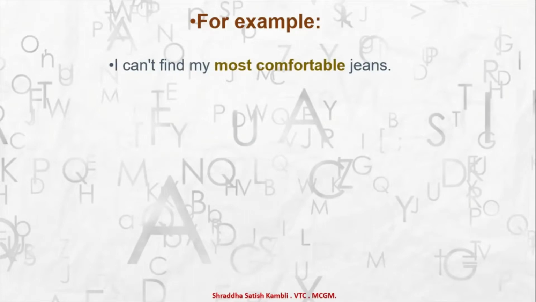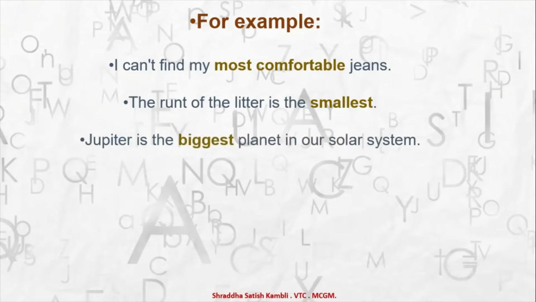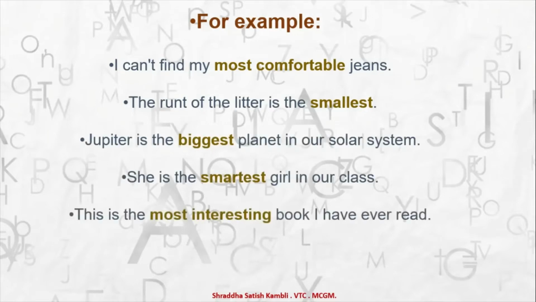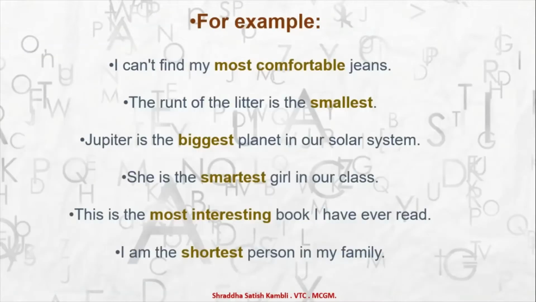Again, some more examples. I can't find my most comfortable jeans. The runt of the litter is the smallest. Jupiter is the biggest planet. She is the smartest girl in our class. This is the most important, interesting book I have read. I'm the shortest person in my family. So all these are examples of what?